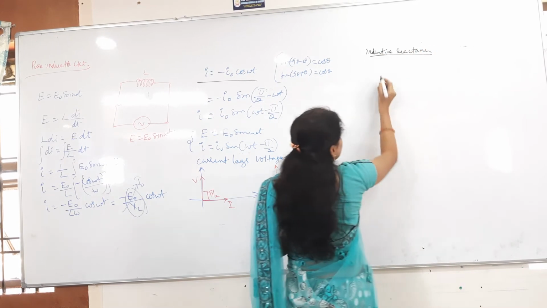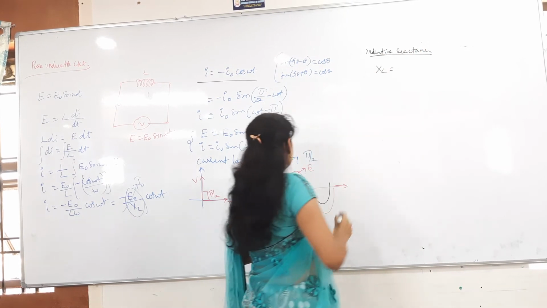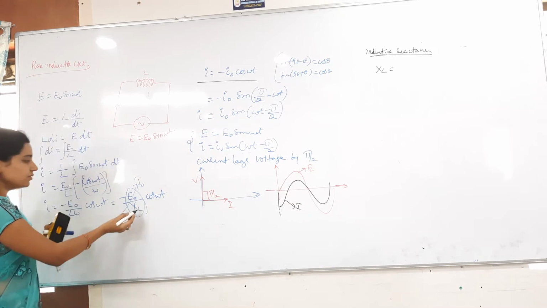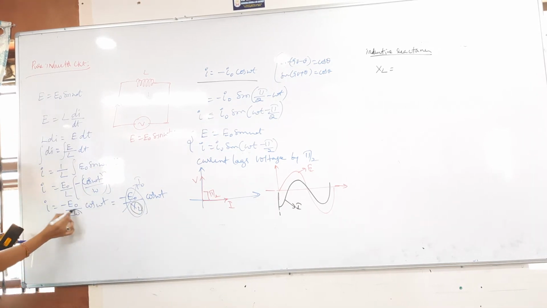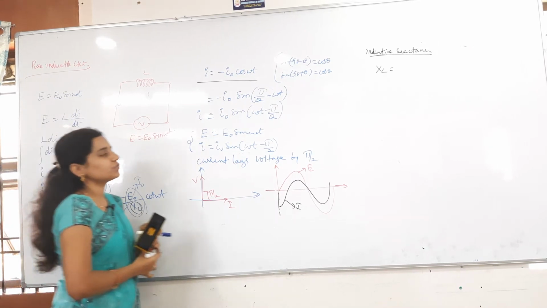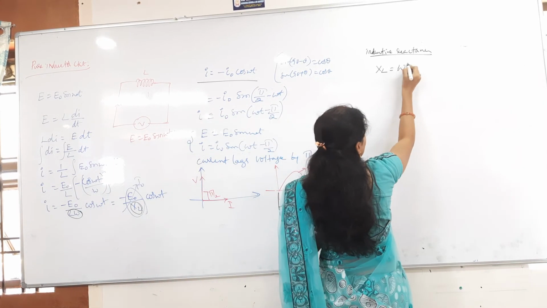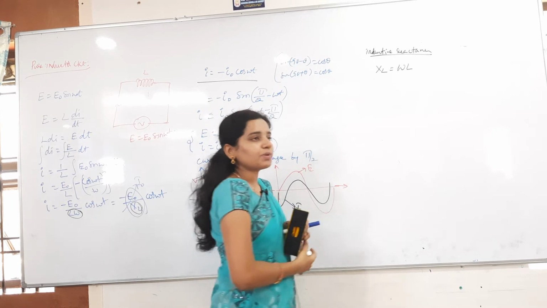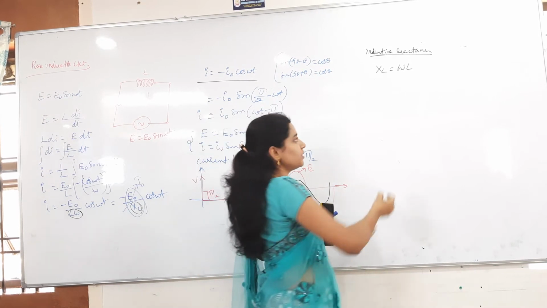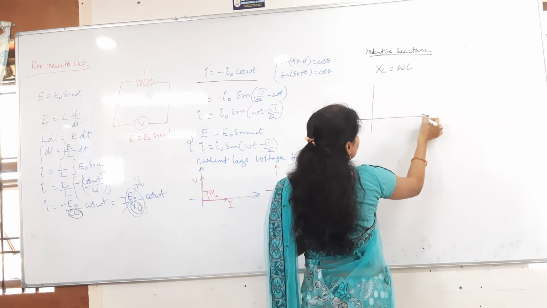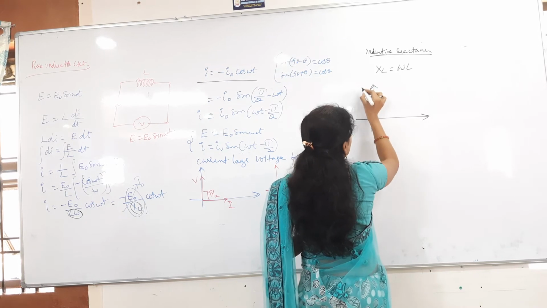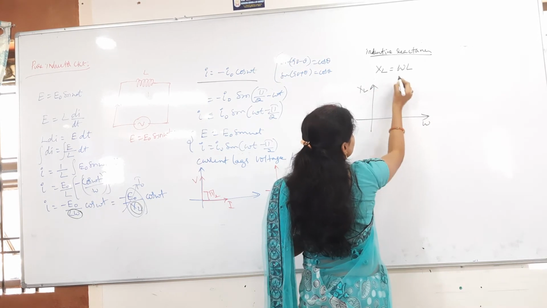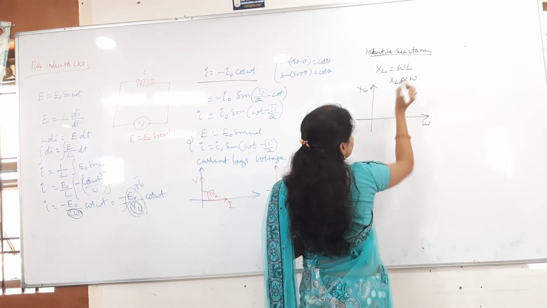Inductive reactance. So what is XL? XL is equal to omega into L. In the place of omega L, I have written that as XL. Then what can I say? XL is directly proportional to omega. Directly proportional means what graph will you get? A straight line passing through the origin. XL is directly proportional to omega.